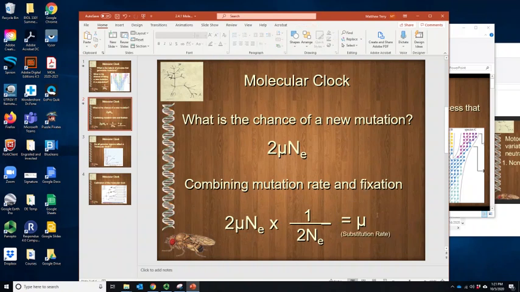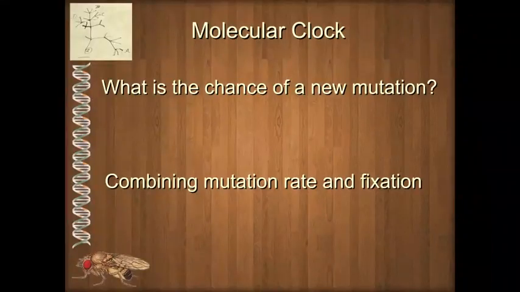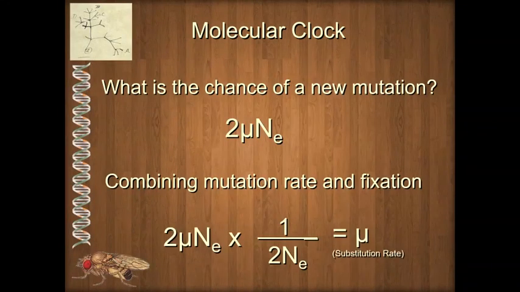Okay, so that mutation rate becomes a stand-in for the substitution rate. And then we can use that substitution rate to help us make predictions about divergence time. That's also called coalescence time. When did all of the diversity we see in a population last have a single common ancestor?